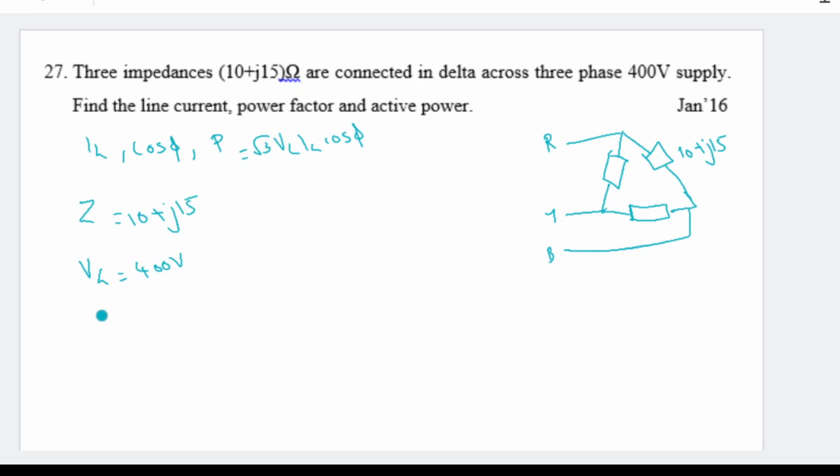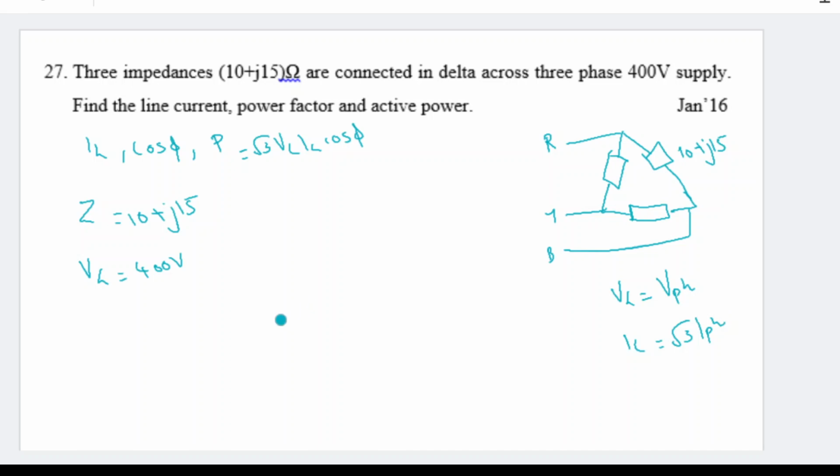So shall we start doing it? We are having impedances in the delta connection. Please remember that VL is equal to V phase and IL is equal to root 3 I phase. You have to remember these relations for delta connection.